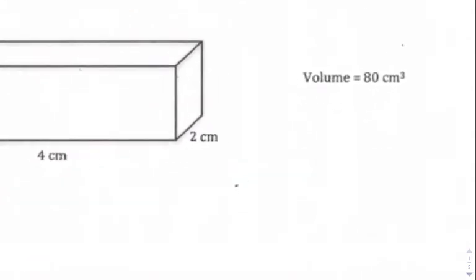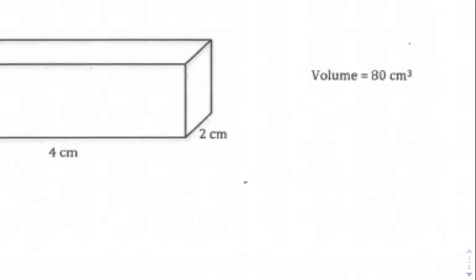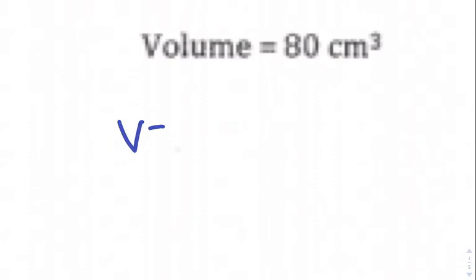Let's try another one. So it says my volume is 80 centimeters, and I notice that the height's missing. So I'm going to solve for h. So 4 centimeters is your length. 2 centimeters is your width. So since this is a rectangular prism, my volume is length times width times height.